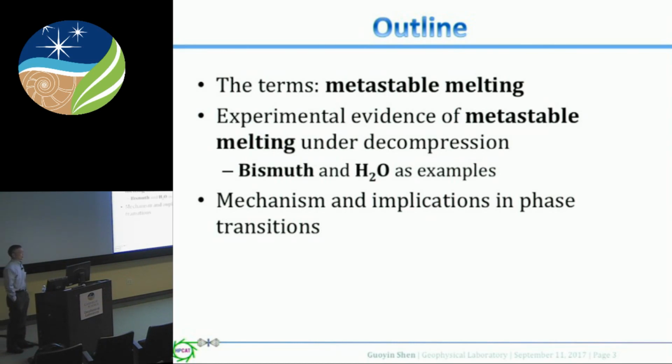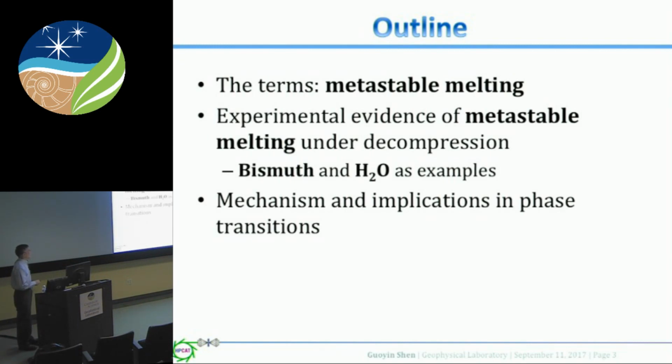I will start with the terms, because when metastable is involved, it itself is rather complicated and interesting, but the terms we use are also a little confusing. So I would like to clarify the terms that I use in this talk, at least. And then the major part of my discussion will be to provide experimental evidence of metastable melting under decompression. I will use bismuth and H₂O as examples.